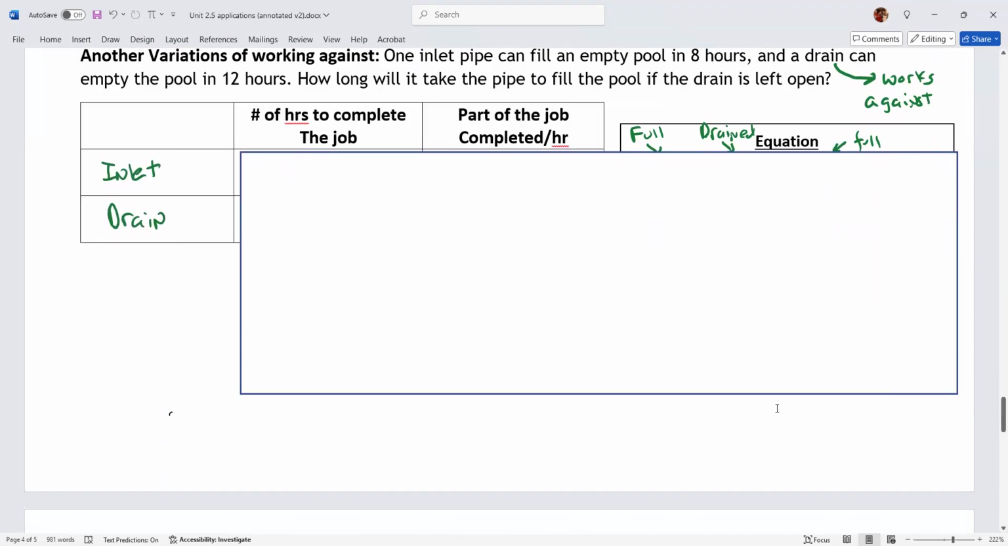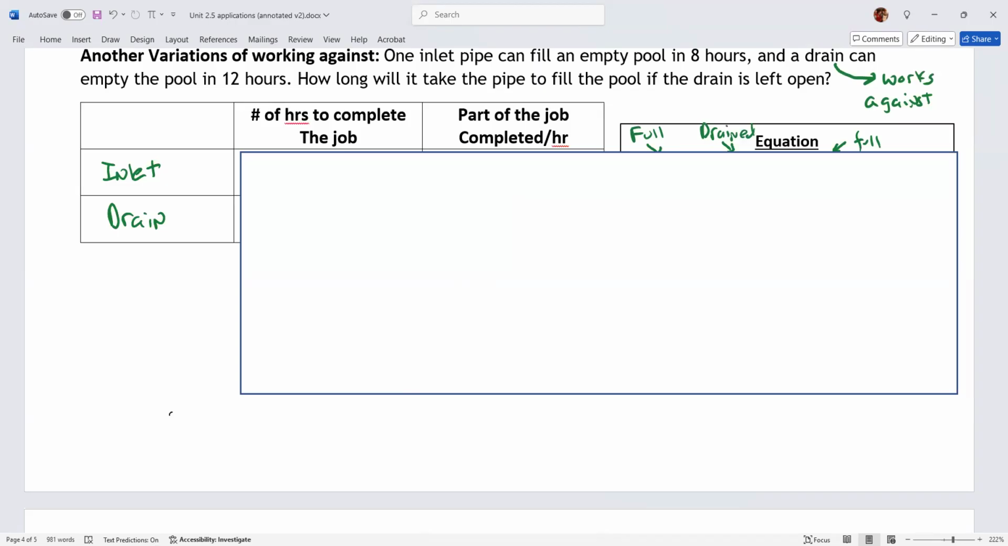If you read the description, one inlet pipe can fill an empty pool in 8 hours. So it's filling up a pool, and we have a rate. And a drain can empty the pool in 12 hours. Well, we have a rate, but it isn't filling the pool. It is draining the pool. So it's working against the other rate. How long will it take the pipe to fill the pool if the drain is left open?